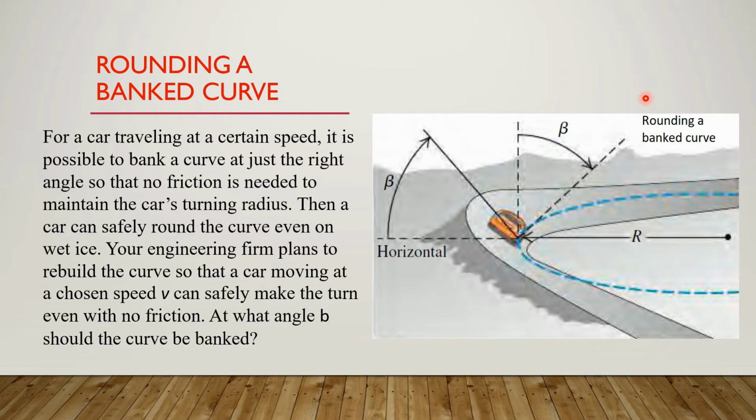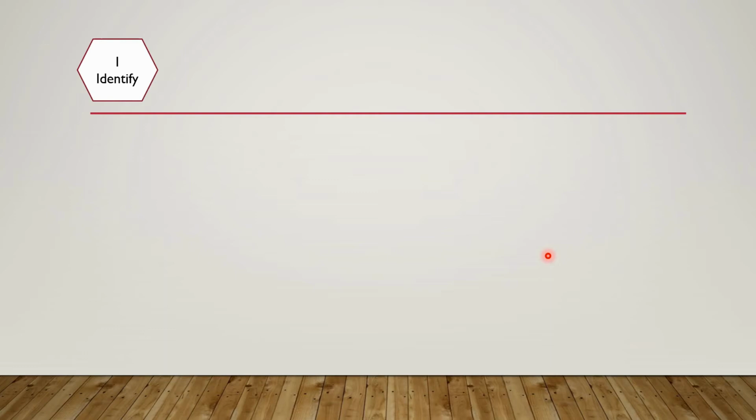We have to find the banking angle beta. While a car takes a turn, it executes a circular motion and has some radial acceleration in it, so we will use Newton's second law of motion. First is to identify the relevant concept: Newton's second law of motion will be applied, and the target variable is the angle beta.